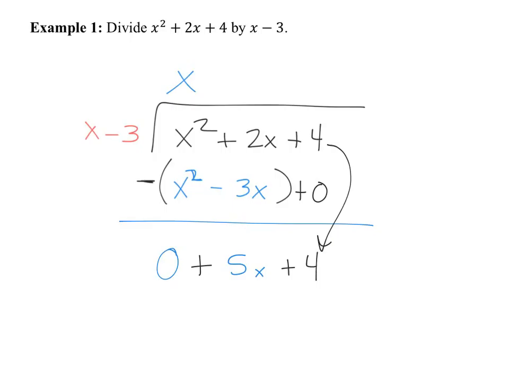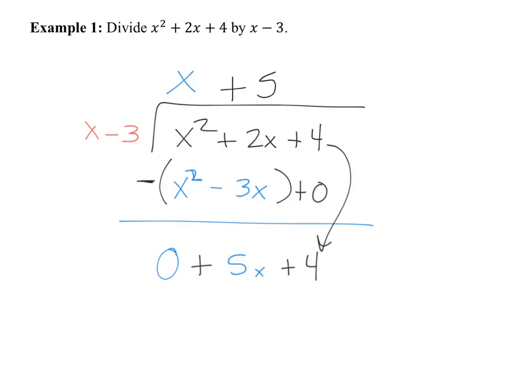How can I get rid of the 5x now? My goal is to get rid of the 5x this time. Earlier, our goal was to get rid of this x squared because it was the leading term in the dividend. Well, now this is like your new dividend here. How do I get rid of a 5x? What should I multiply this whole expression by to get rid of a 5x? By 5.